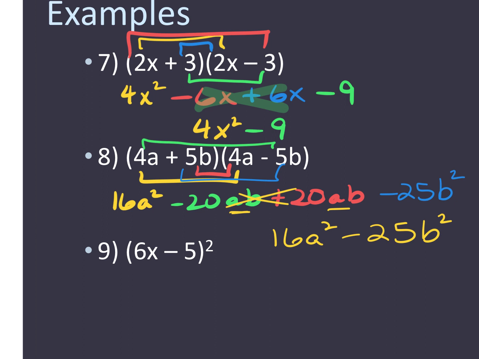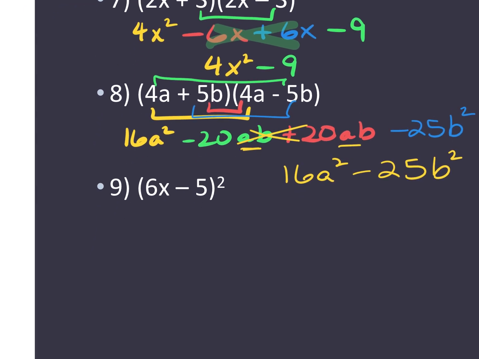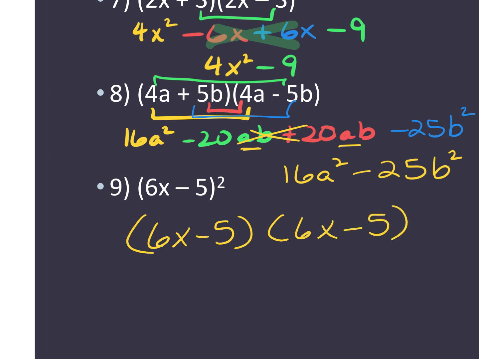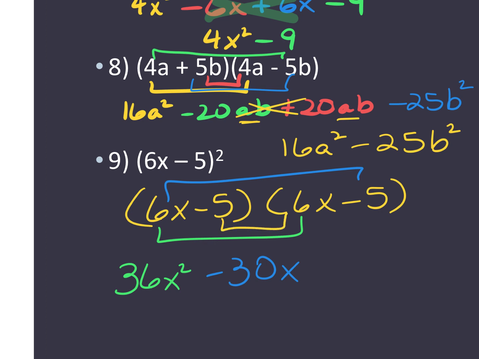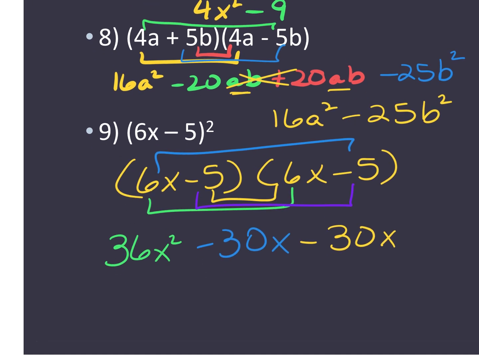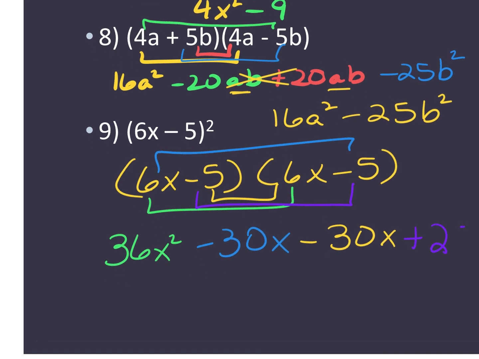The next one is my binomial squared. So again, don't just try to square the 6x and square the 5. You will get it wrong. You need to take it, write it down 2 times, and now FOIL it. So 6x times 6x, 36x squared. 6x times negative 5, negative 30x. Negative 5 times 6x is also negative 30x. And then finally last, negative 5 times negative 5, positive 25.